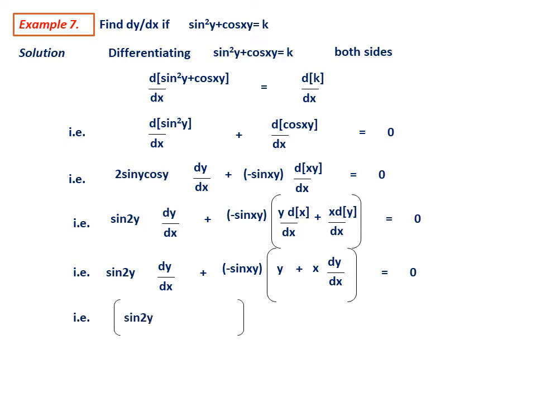So this you can write: sine 2y and then minus x sine xy. These two terms contain dy by dx, therefore I have separated it, and then minus y sine xy, this will be 0. Now last step is simplification, that is writing only dy by dx. So dy by dx will be equal to y sine xy, that you have to take to the right side, then divide by sine 2y minus x sine xy. So this is the answer.